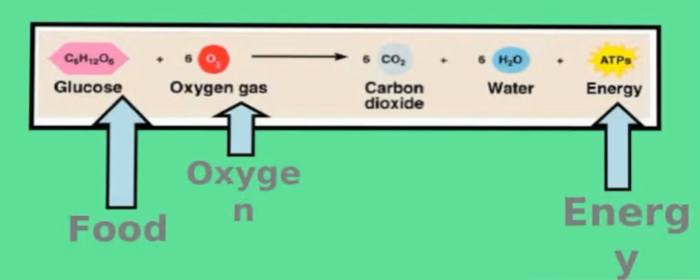Now this carbon dioxide is an easily dissolvable substance, so it will get dissolved in the blood and will come out of the body. Now what is this ATP? We know that ATP is adenosine triphosphate. It is known as the energy currency of the cell.